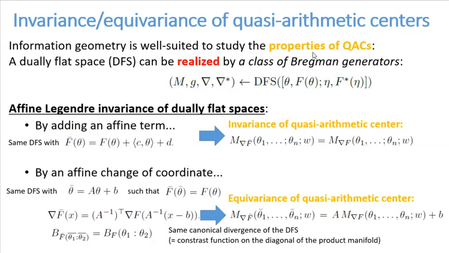And now, if I change the parameterization of my coordinate system so that I have theta bar, which is an affine transformation, and the gradient is written like that, you will have equivariance of the quasi-arithmetic mean in the coordinate system, but it is the same geometry. It is the same information geometry. So it gives you a very neat understanding of the relationship between quasi-arithmetic averages and dually flat spaces.